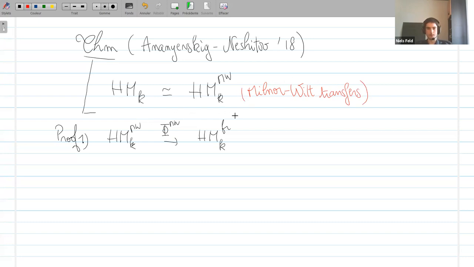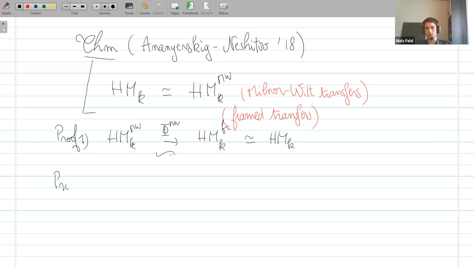And this is framed. So I will explain a bit more about this later, but just for now, to give you a rough idea of the proof, this equivalence between homotopy modules with frame transfers and the classical homotopy modules without transfers. And then you can prove that this is an equivalence too.